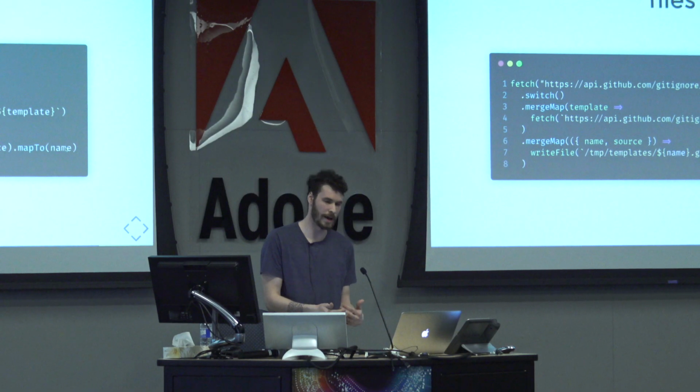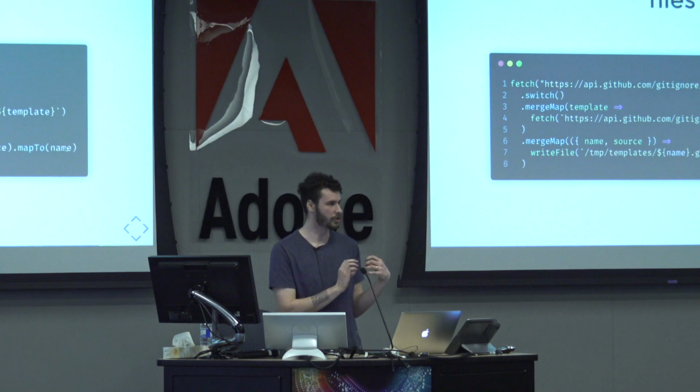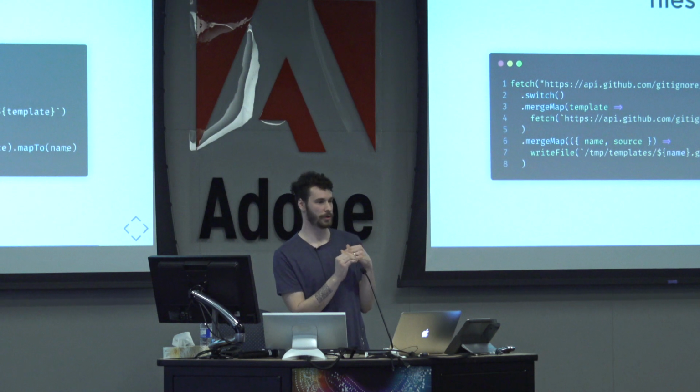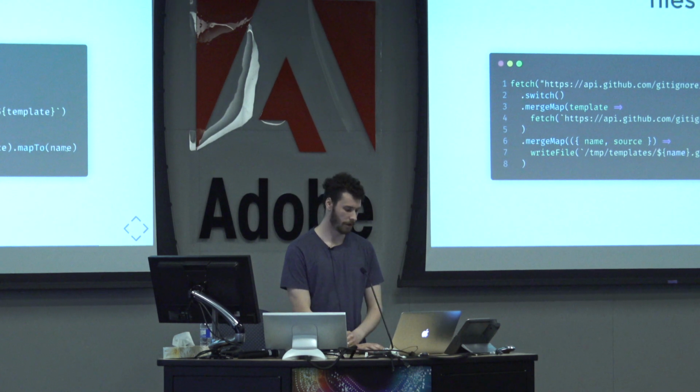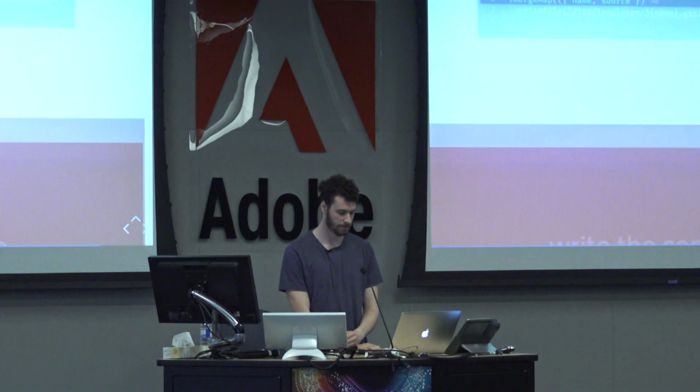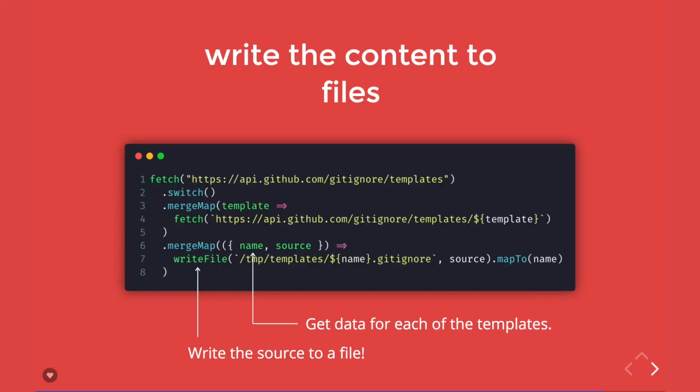Cool. So we just did another merge map. Obviously, we're getting those objects inside each time. We're saying, okay, now you have the source, you have the name, write that to a file. Oh, I missed it. Write that content to a file. There we go. Good. This is really quick. Boom. That's it working.